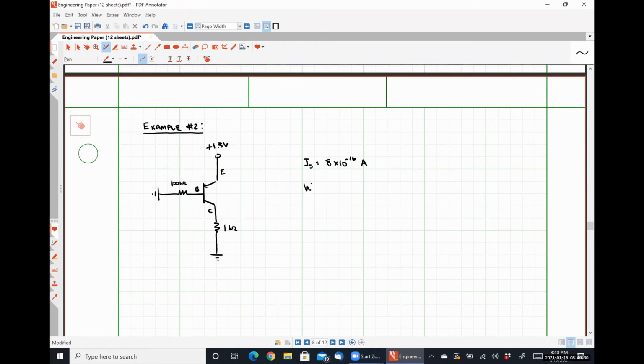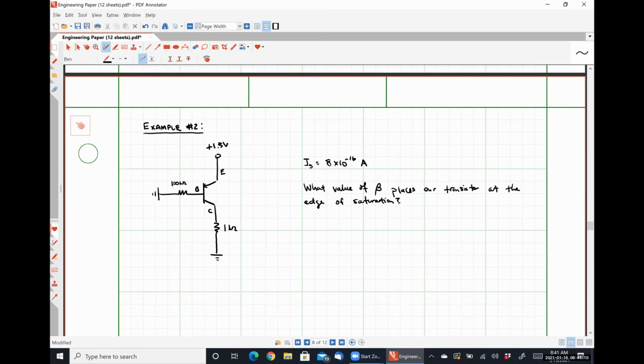And we want to know what value of beta places our transistor at the edge of saturation. So let's talk about what the edge of saturation conditions would be for a PNP transistor.